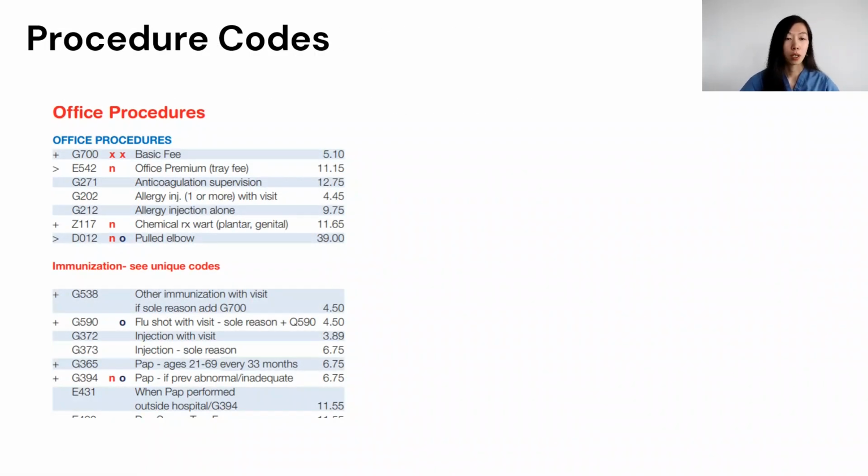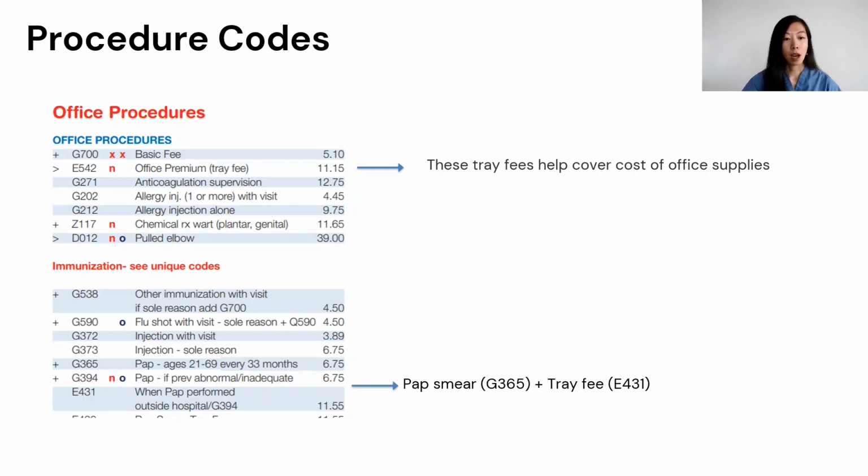Okay, procedure codes. The most common ones I use are on this page. And the one thing to remember are these tray fees. If you're working in a community setting where your overhead goes to pay for the equipment and office supplies, these tray fees help a lot to cover these costs that you pay out of overhead. And the other one I wanted to draw your attention to is the pap smear code. So the pap smear is a G365 with the tray fee.